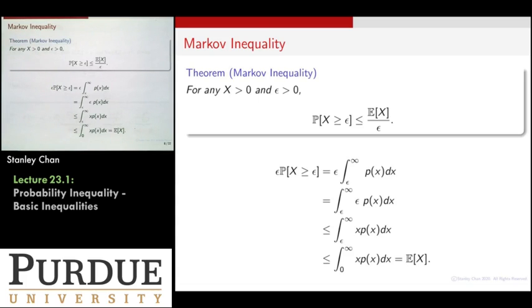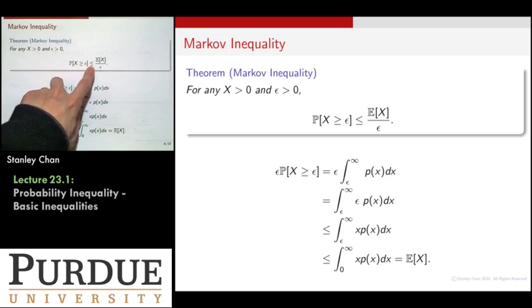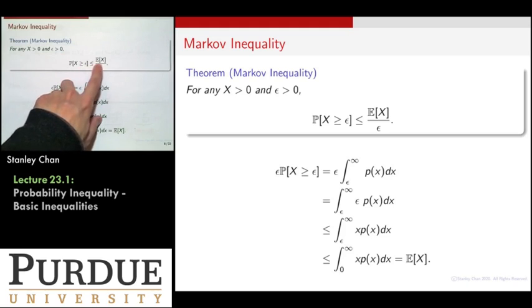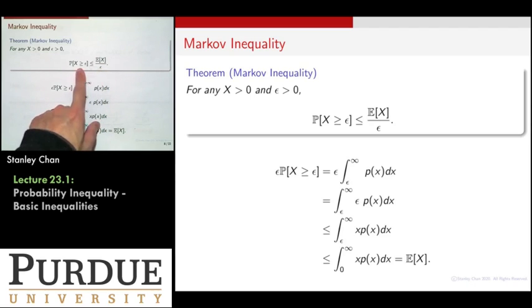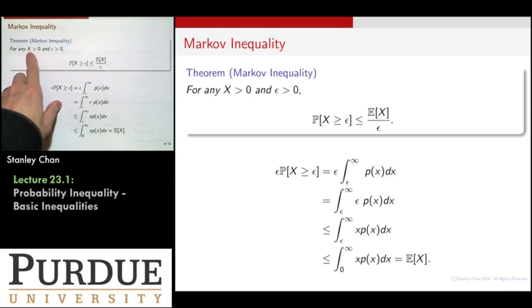So it says that if you have a random variable x bigger than 0 and you have epsilon bigger than 0, then the probability of x bigger than or equal to epsilon is upper bounded by the expectation of x divided by epsilon. Okay? Now, this is an extremely general result that applies to pretty much all random variables that are non-negative. So how do you prove that?